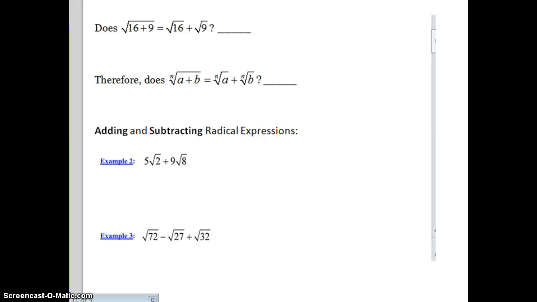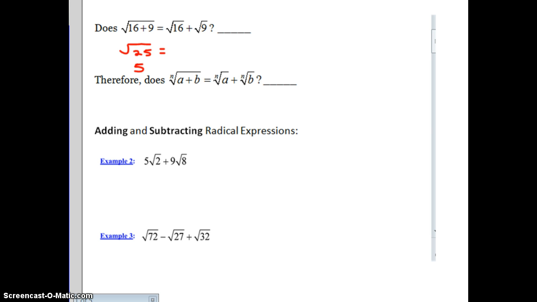This is Unit 6, Operations with Radicals, Day 2. To start off, does the square root of 16 plus 9 equal the square root of 16 plus the square root of 9? Well, the square root of 16 plus 9 can be looked at as the square root of 25. And the square root of 25 is 5.